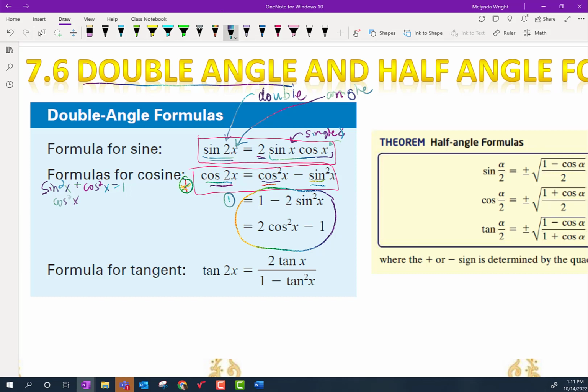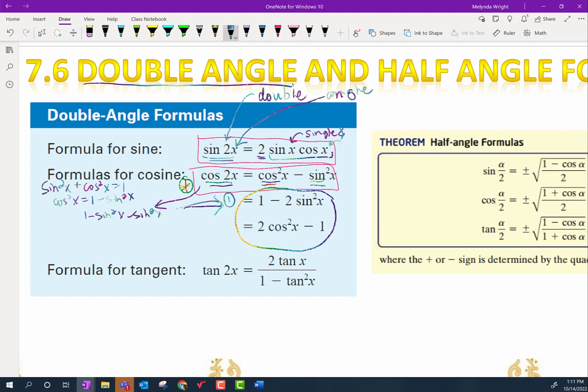So they said cosine squared is 1 minus sine squared. And then they took the cosine squared out and turned it into 1 minus sine squared. So I'm rewriting this one to be 1 minus sine squared minus sine squared, which generates this first additional formula, which is 1 minus 2 sine squared. That just takes a couple seconds for me to do, and it really is helpful because I don't want to memorize extra formulas if I don't have to.